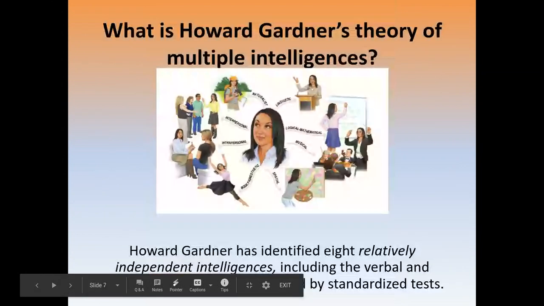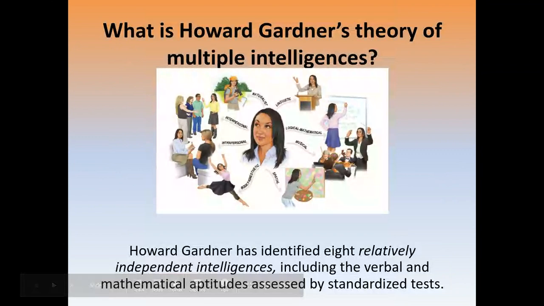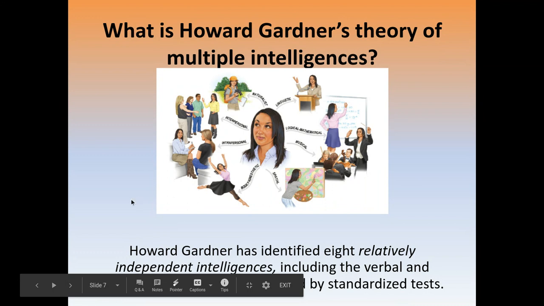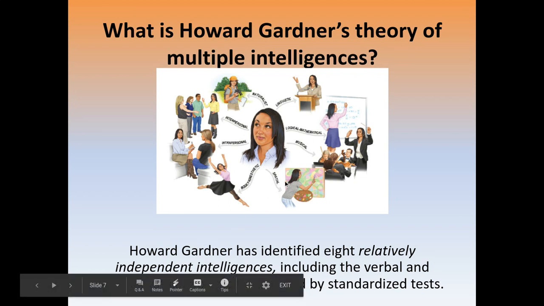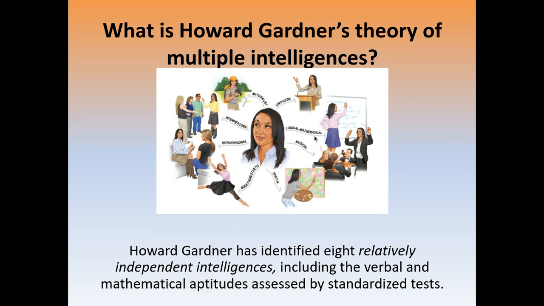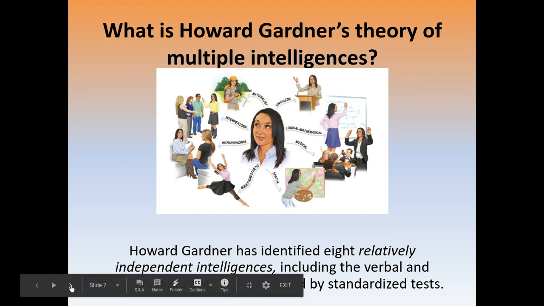Howard Gardner is another researcher, and he's going to say that there are 8 relatively independent intelligences, including verbal and mathematical aptitudes assessed by standardized tests. And there's the 8 categories right there. And this got a lot of play 30 years ago when I was in teacher education courses, is that when we're planning lessons, we should be thinking about how can we tap into these different abilities, like spatial abilities, musical abilities, logical, mathematical abilities, linguistic abilities, interpersonal, intrapersonal, and the naturalist.